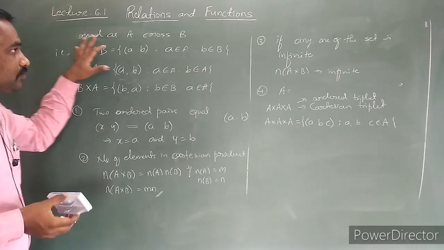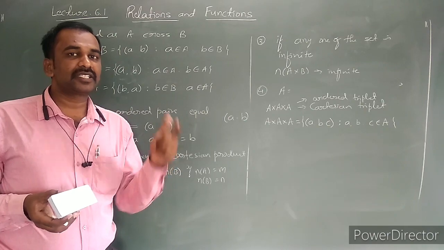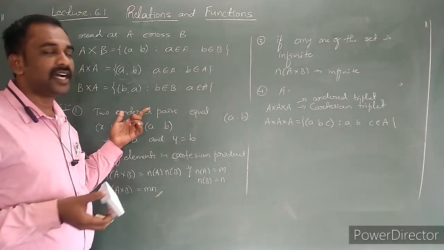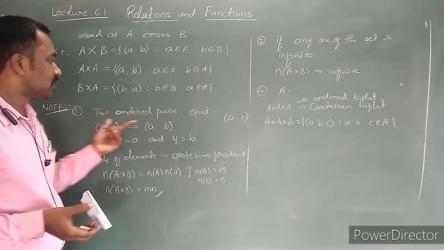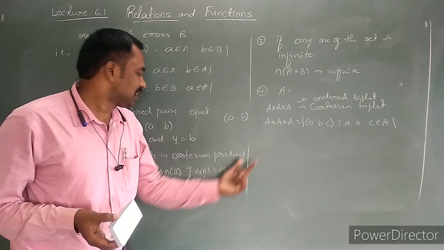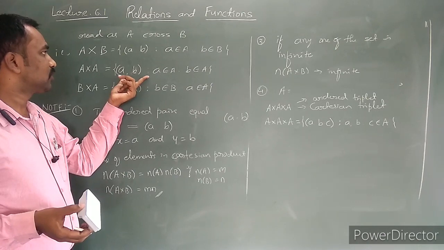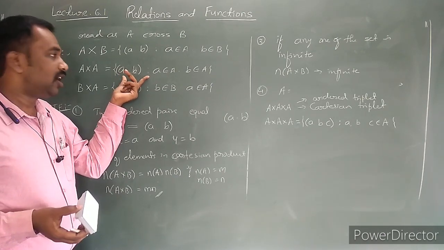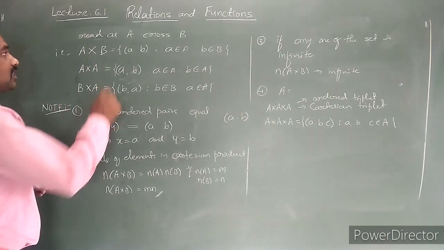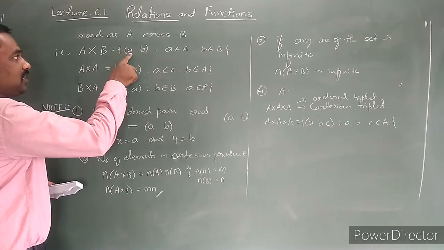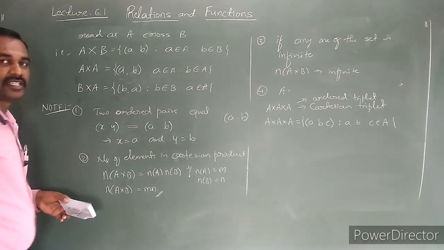This is all about the ordered pair and the Cartesian product. An ordered pair is nothing but two numbers arranged in a specific order and written in an open bracket. What is the Cartesian product? The Cartesian product is the collection of all the ordered pairs. It is denoted by A cross B, where A and B are two non-empty sets. Elements are (a, b), such that a belongs to the first set and b belongs to the second set.